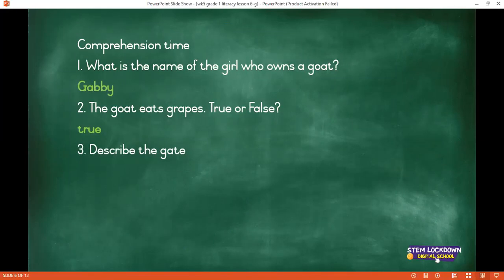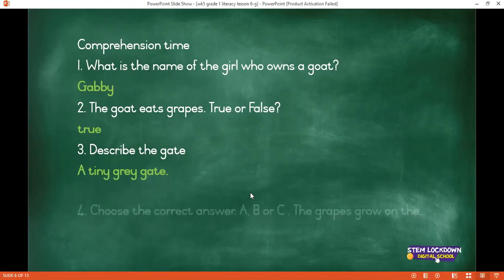Number 3, describe the gate. The gate was gray. Very good. What else did the gate look like? It was a tiny gate. Yes, a small gate. A small gray gate or a tiny gray gate. Very good.